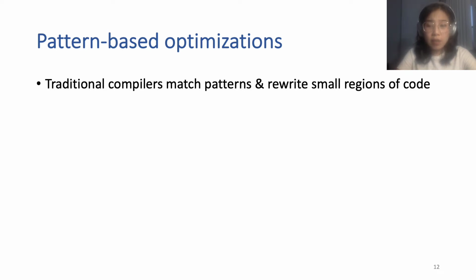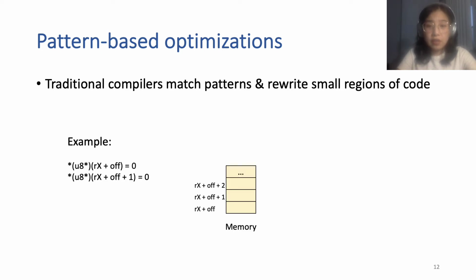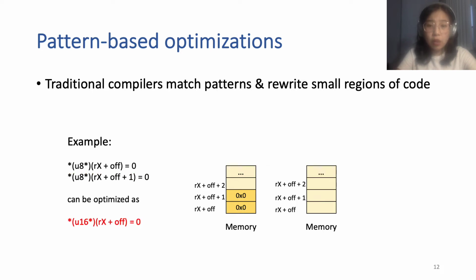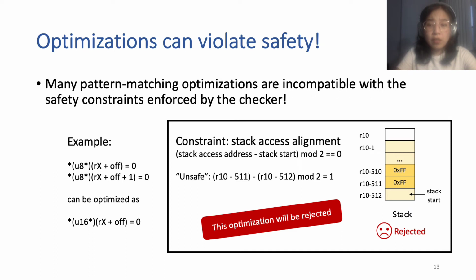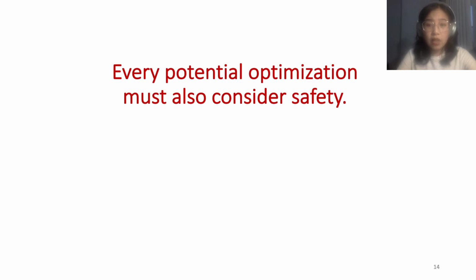Traditional compilers match patterns over a small portion of code and rewrite them into efficient code. In this example, the first instruction sets memory as 0. The second one sets the next memory as 0. We can design a pattern to optimize these two writes into one write. However, such optimizations are frequently incompatible with the checker's constraints. Recalling the stack access alignment example we showed before, this optimization will be rejected if the stack access is not aligned to 2. Every potential optimization must also consider safety, since such safety constraints apply to many optimizations.